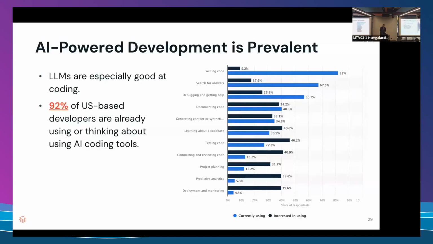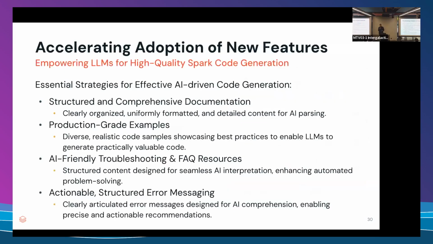Actually, almost everybody on my team is using AI to write code. So I believe for most Spark users, this is also pretty important. How can we make it better? How can AI generate better code for Spark applications? Something we can do for sure is documentation, providing more usage examples, like code examples, and also providing troubleshooting and FAQ resources, and improving our error message quality. So please contribute to this.